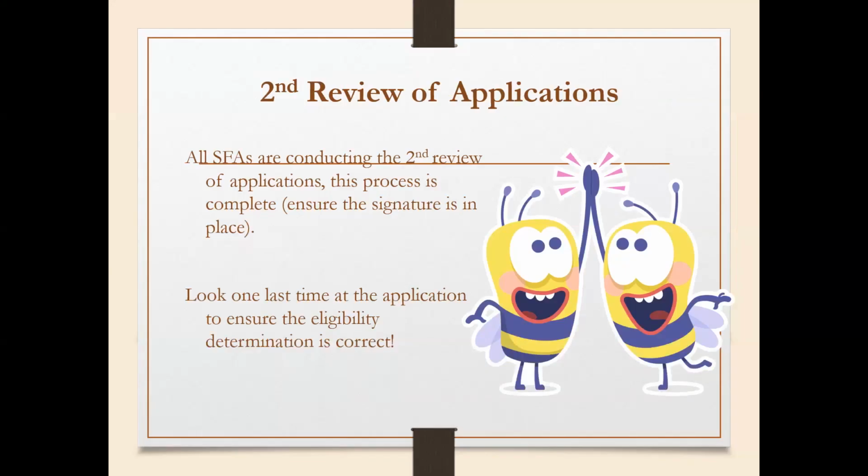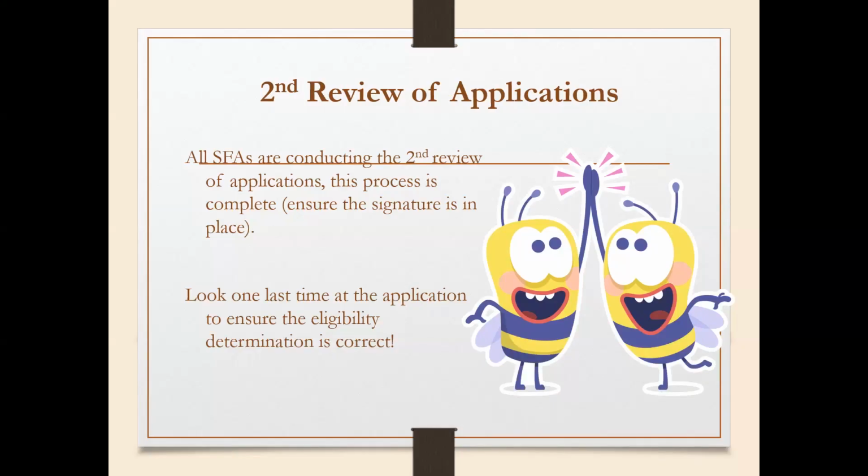Also, something that we do in North Carolina is our second review of applications, which thankfully has been moved into the technology system. So when we get to February, you'll be reporting this in the technology system. We don't use the form anymore. It's so much easier to just put your information in and allow it to calculate it for you. But this is something that we do. This is required for all SFAs.